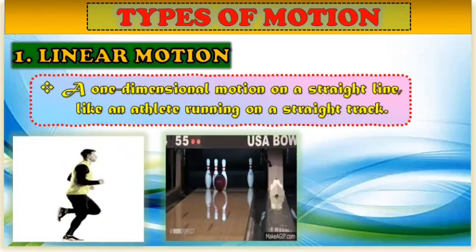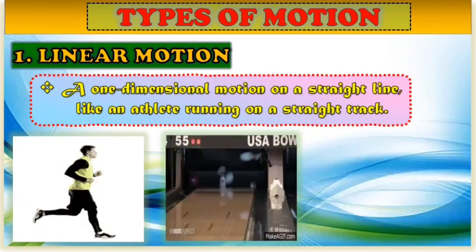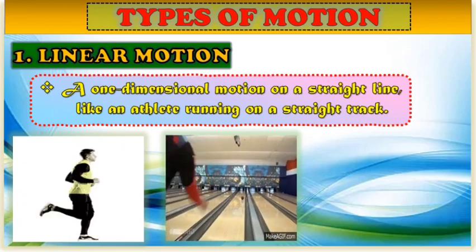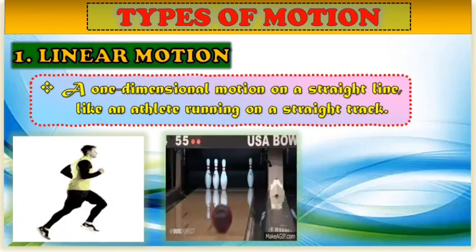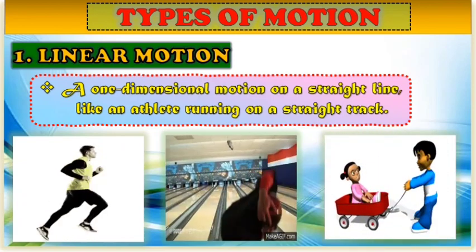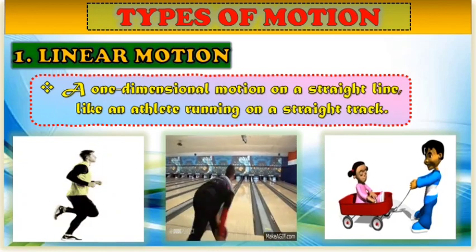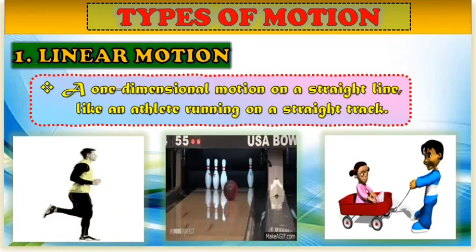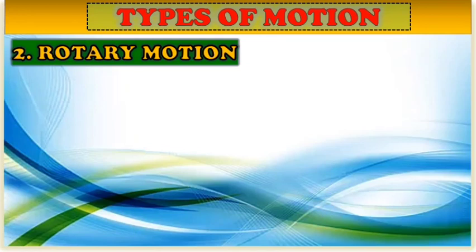Another one is when you are running, just like an athlete or a soldier or a policeman or even a regular guy or a regular people can do running. Another example is that when you are pulling and when you are pushing something, that is an example of a linear motion. So another type of motion is that we have rotary motion.